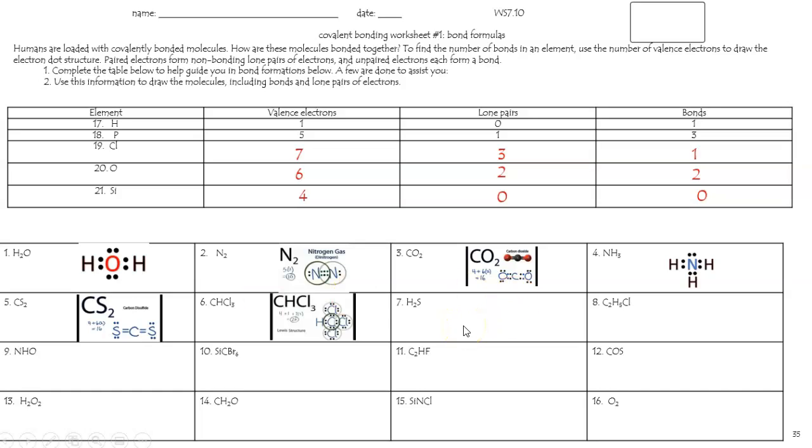H2S is just kind of like H2O, only with sulfur rather than oxygen. I believe this is one of the most putrid-smelling substances on the planet. So it's clearly different than H2O, isn't it? It's got an unfilled D block.